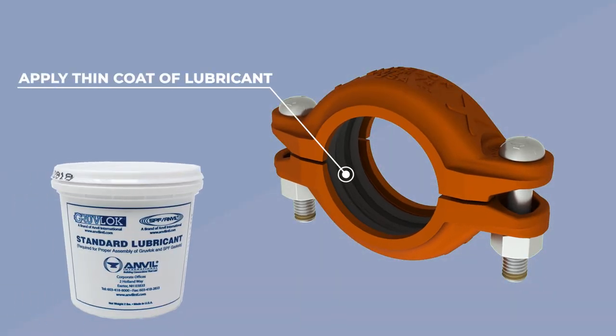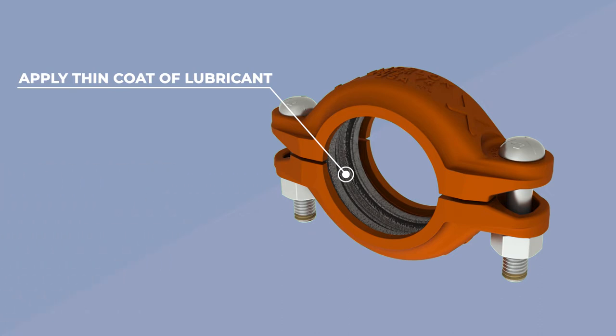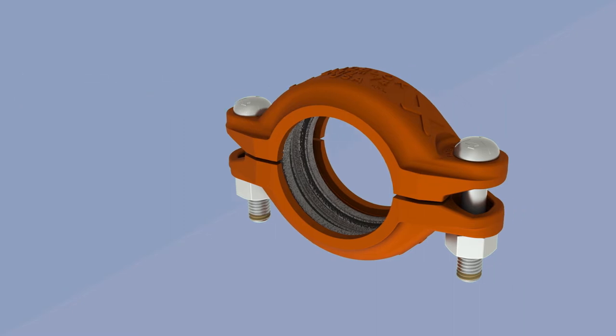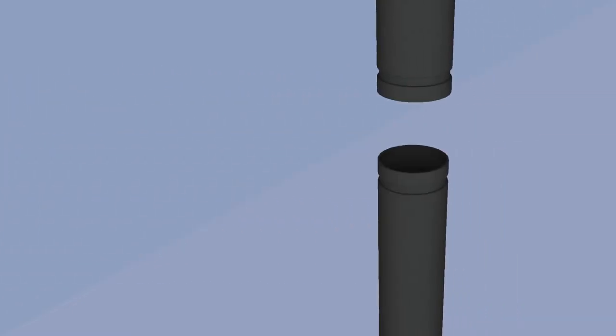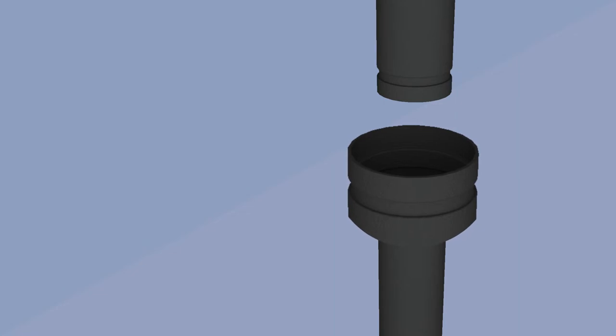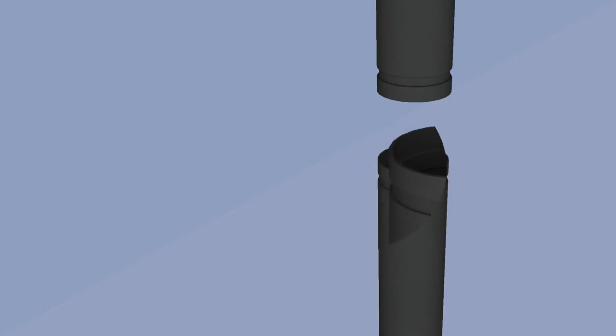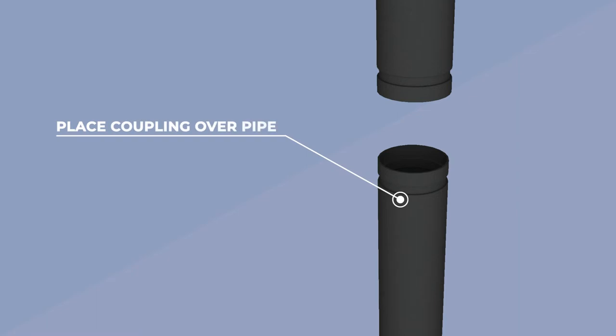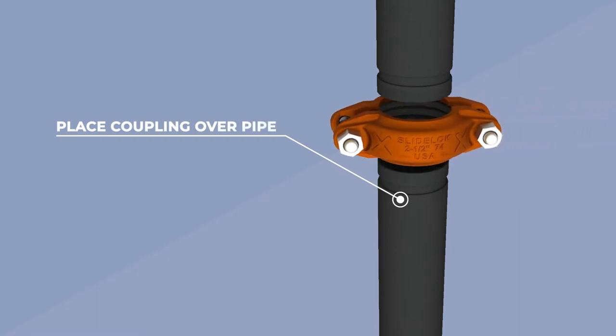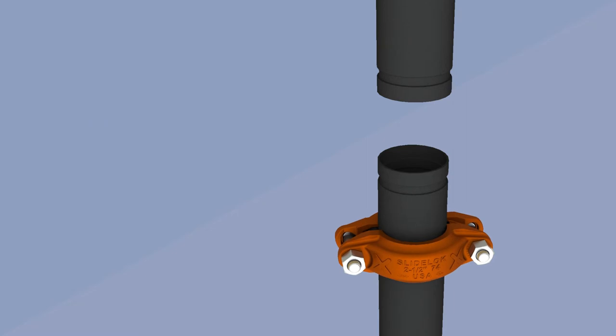Apply a thin coat of lubricant to the exposed surfaces of the gasket. Be careful that foreign particles do not adhere to the lubricated surfaces. Pipe end must be smooth and free from metal burrs, sharp edges, or projections. Place the coupling over the pipe, making sure the coupling does not overhang the pipe end.